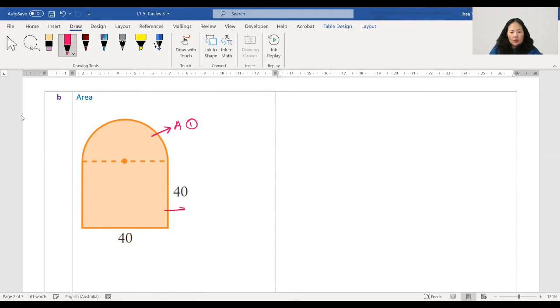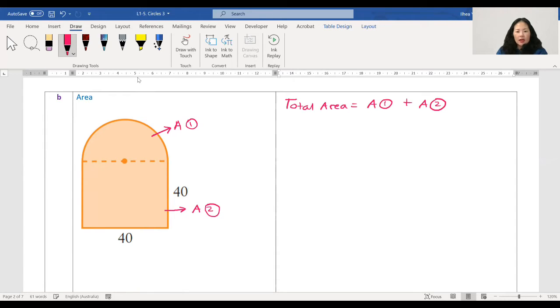The bottom one, I'm going to call it area 2. Okay, so I've got two areas to add up, and that will give me a total area. So my total area equals the area 1 plus area 2, because there's no holes in any of these shapes, so I'm going to have to add them up.